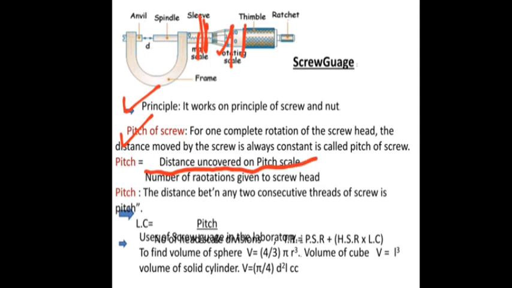Pitch means the distance between any two consecutive threads. You see that threads are there on the screw, so the distance between one thread and the second thread is called the pitch. The LC formula is given, please write that formula. Okay, there's some overlapping, we can understand it later.